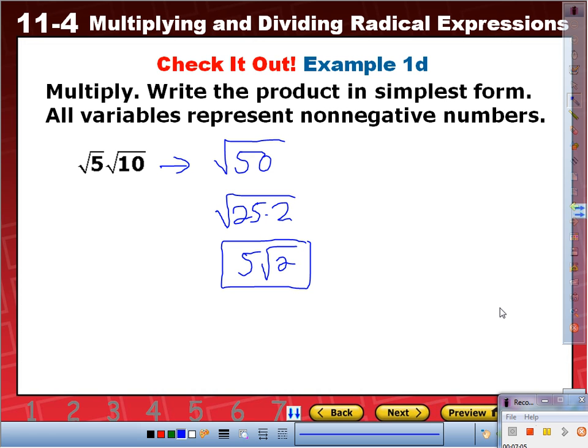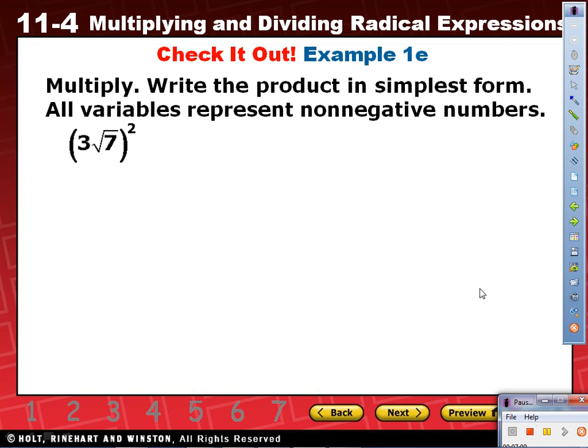Okay. Copy this next one down, please. Example 1E, parentheses 3 square root of 7, to the second power. This is very similar to the one we just did earlier. So do that one by yourself, please. Go.